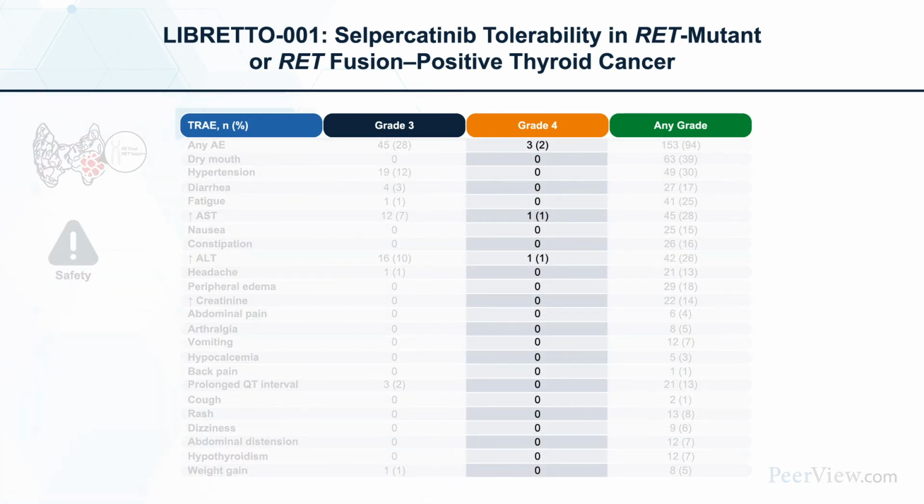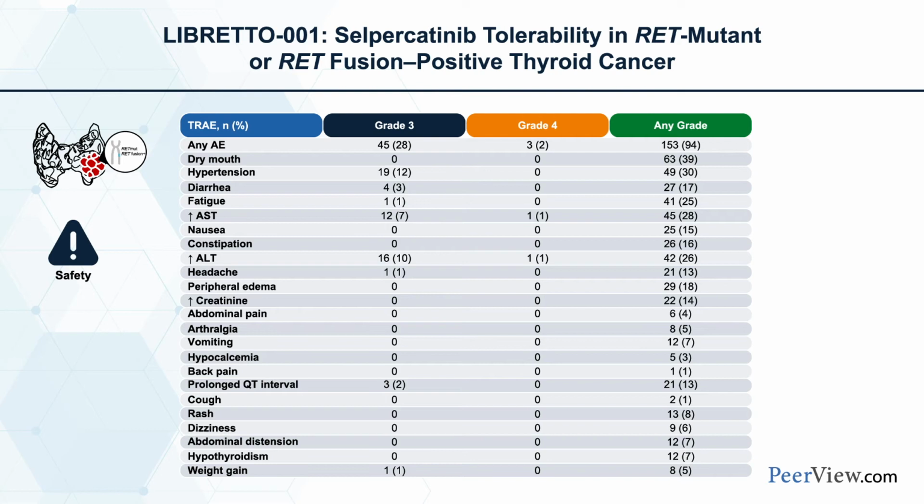grade 4. And for that reason, if you look at this and compare it to either vandetanib or cabozantinib in the case of medullary thyroid cancer, or sorafenib and lenvatinib in the case of differentiated thyroid cancer, this treatment-related adverse event table really is improved when we compare it to those other agents. Now, of course, it's not exactly the same population, but this looks like a very tolerable agent.